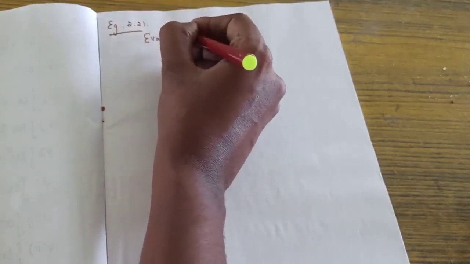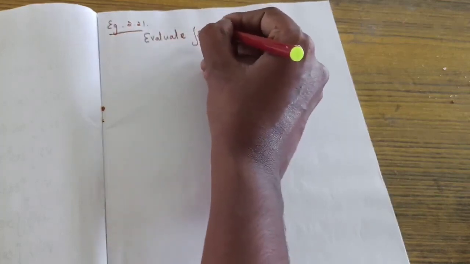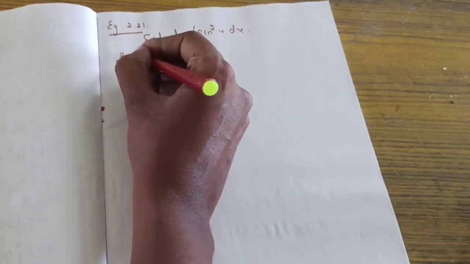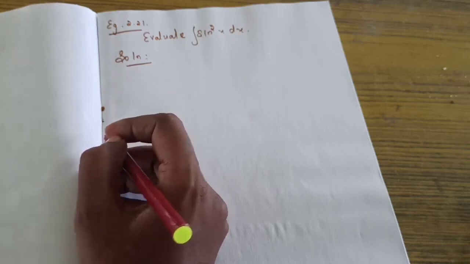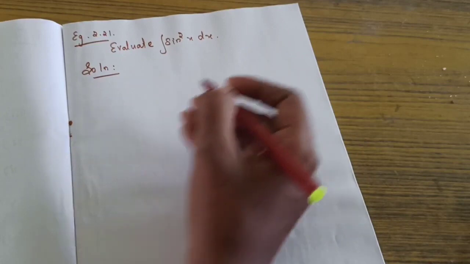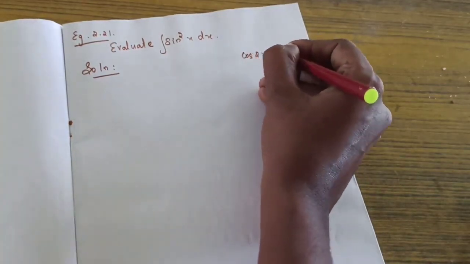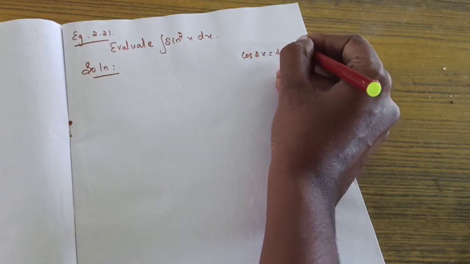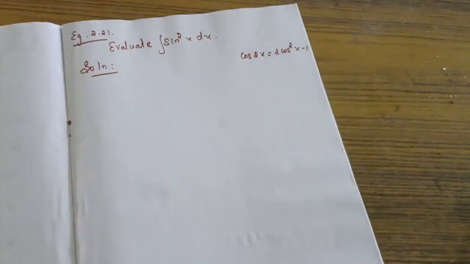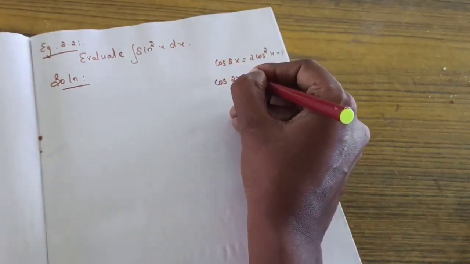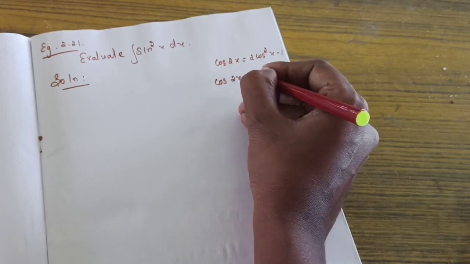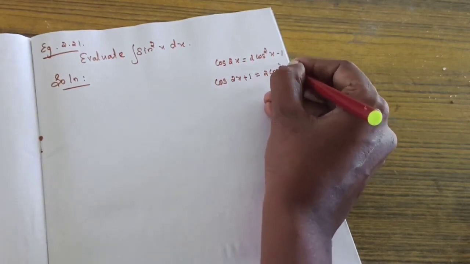Example 2.21. Evaluate integration of sin square x dx. Solution. Listen here students. Before you do this question, we need to learn something, that is cos 2x. You learned the formula last year: 2 cos square x minus 1. Take down the formula and learn. If I bring that minus 1 to this side, what will happen? Cos 2x plus 1 is equal to 2 cos square x.